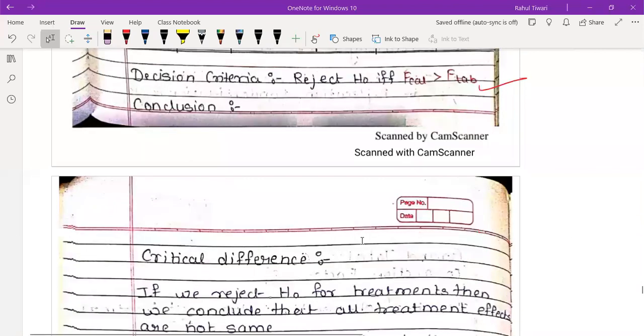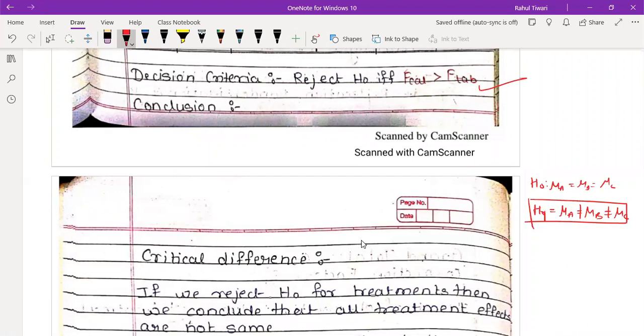Okay, so suppose I have three treatments like mu A is equal to mu B is equal to mu C. Okay, and if I am rejecting this, that means I am accepting this. Now, if I am interested further in which treatment is same, like mu A is equal to mu B, or mu A is equal to mu C, or mu B is equal to mu C, in that scenario I may always go for the critical difference method.